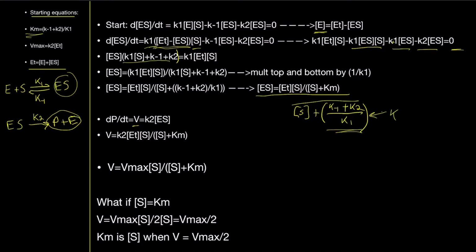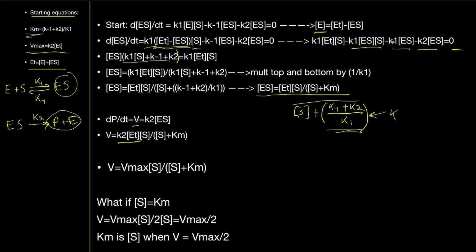So now we have this last equation here, which is Vmax is equal to K2 times the total enzyme concentration, which is a term that we have right here. Plugging that in, we get V is equal to Vmax times the substrate concentration divided by the substrate concentration plus Km. Now, why can we say that K2 times the total enzyme concentration is equal to Vmax?